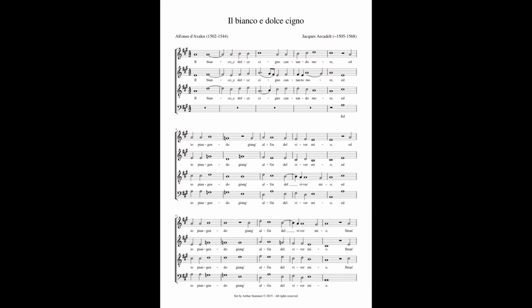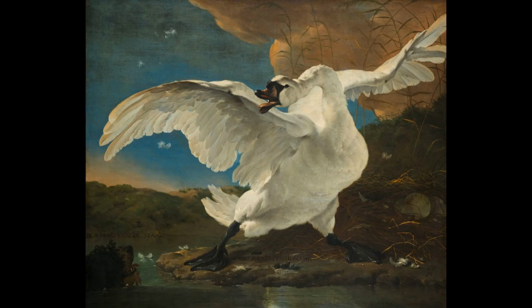Madrigal composers of Arcadelt's generation, especially northerners, tended to present poems in a fairly straightforward style, aiming at a general mood of gravity or charm. Arcadelt's first book of madrigals, published in 1539, became the most frequently reprinted music book of the whole 16th century and featured the white and sweet swan.